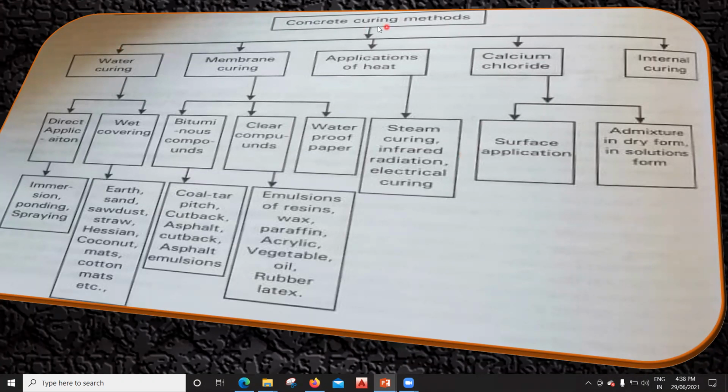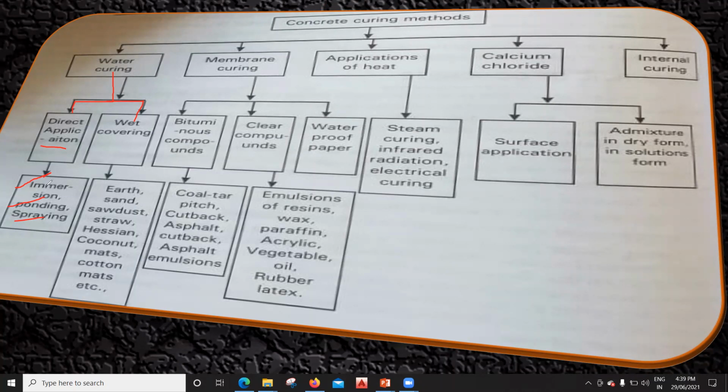First, coming to the concrete curing methods, we have water curing, then we have membrane curing, we have application of heat, we can make use of calcium chloride, then there is something called internal curing. So water curing is further classified into direct application and a wet covering. In the direct application, we are going to do immersion, ponding, or spraying. Like we saw, with the help of a pipe you do a spraying, isn't it? So that is a direct application.